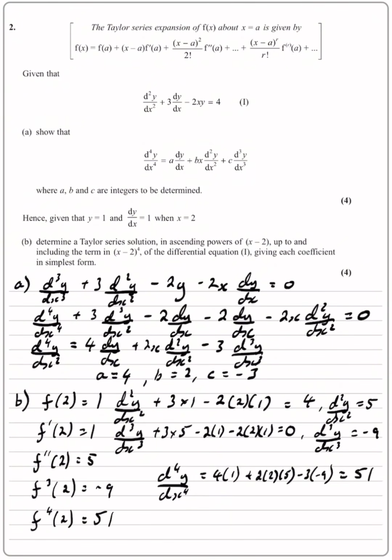So the fourth differential is 51, and that allows us to write our Taylor series. So y equals 1 plus x minus 2 plus 5 over 2 lots of x minus 2 squared. I'm just plugging it into the formula now. Plus 3 over 2 lots of x minus 2 cubed plus 17/8 of x minus 2 to the power of 4. That's my polynomial that represents a solution at that point.